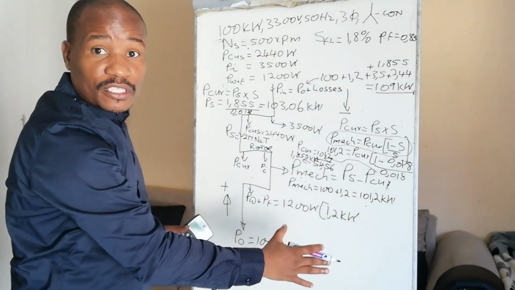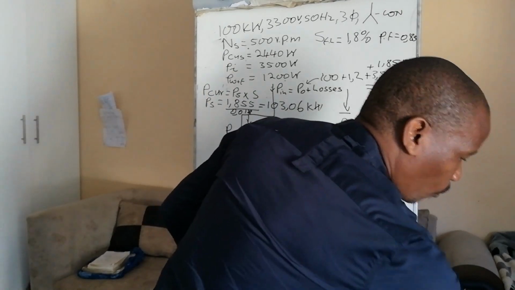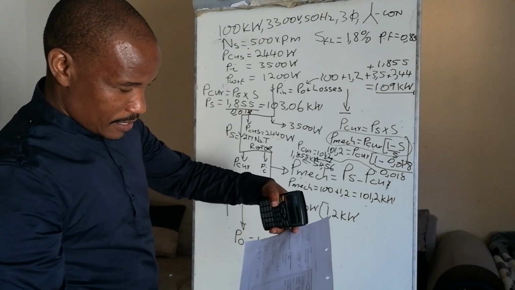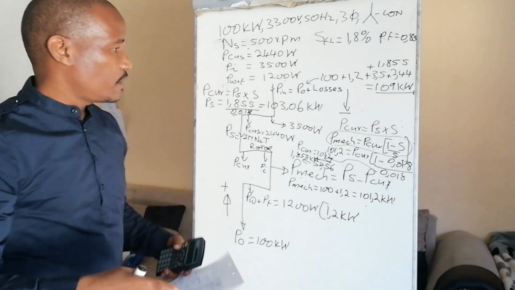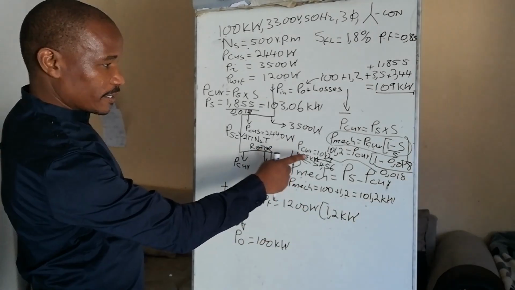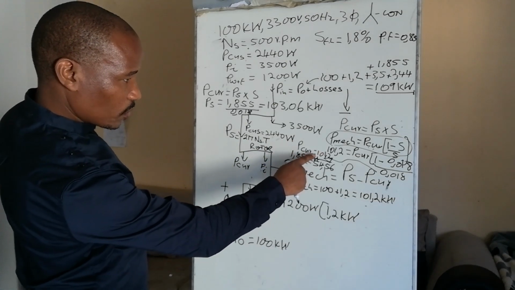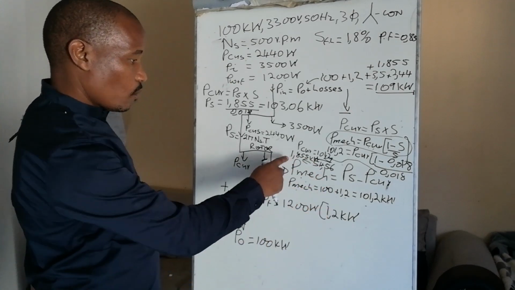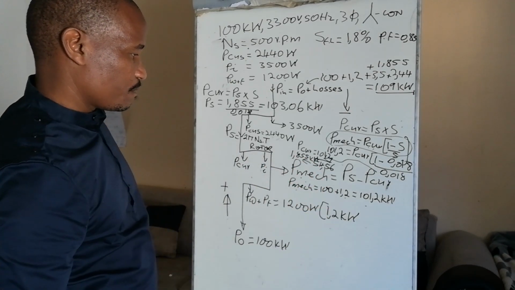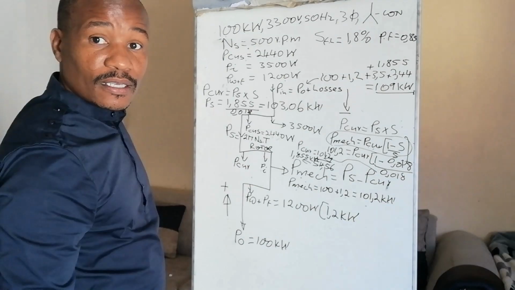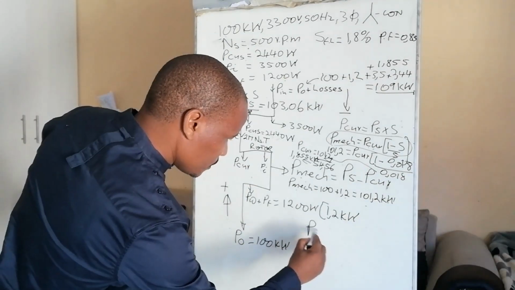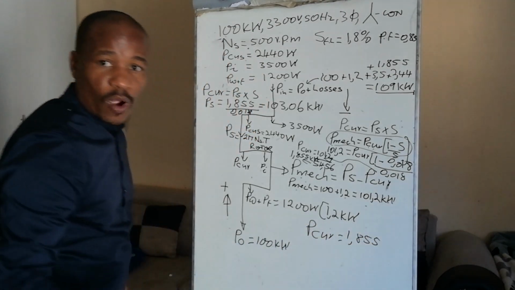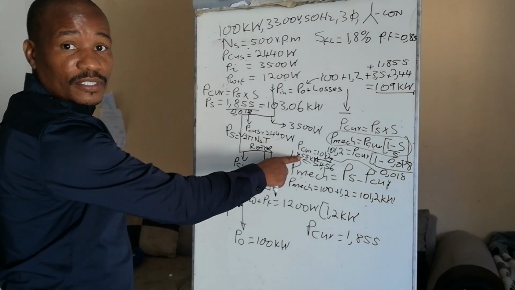This is the advice I will give. Now the question is: calculate the rotor copper losses. Straightforward. We have already done that. The rotor copper losses PCUR were found to be 1.855. Why? You already calculated them from your sketch.